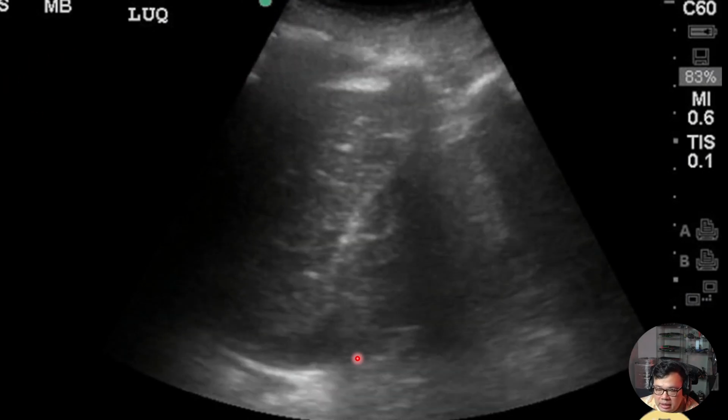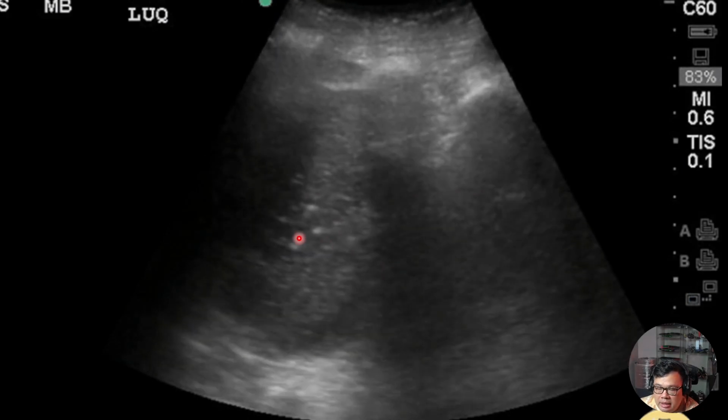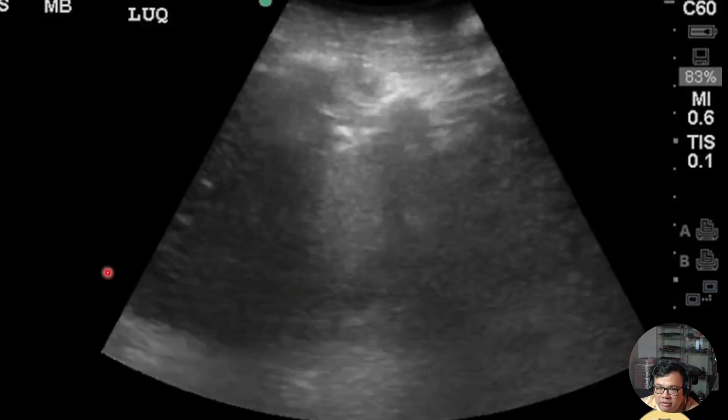Okay, you see over here, free fluid tends to appear above the spleen. All right, as you can see here, there's a little bit of free fluid here. Okay, it's not between the kidney and the spleen; it's actually above the spleen.